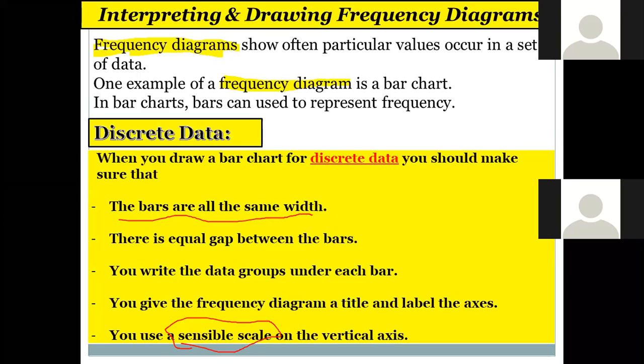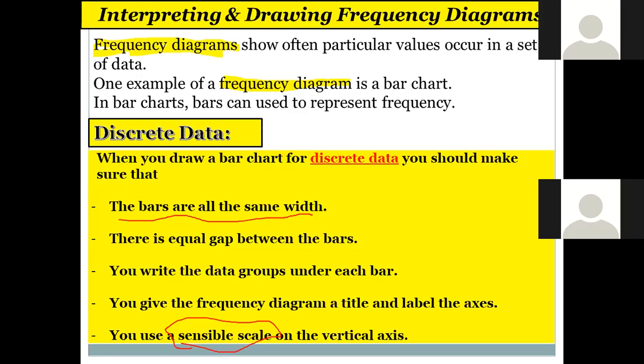A frequency diagram shows how often particular values occur in a set of data. One example of a frequency diagram is a bar chart. A bar chart is mostly for discrete type of data, not for continuous type of data. Now we have two types of data that are very important to talk about: either discrete type of data or continuous type of data. What's the difference between them? I think we already talked about it in previous chapters last year.